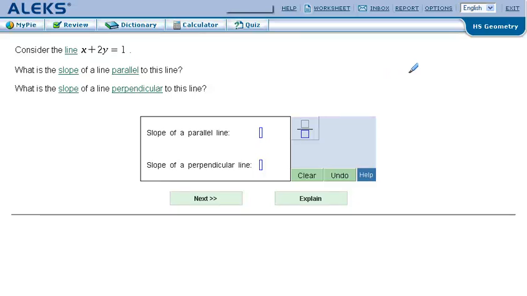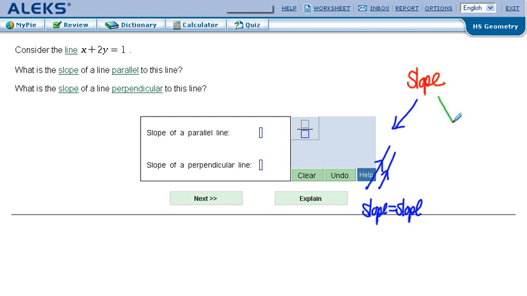When we're dealing with slope, there's two very important rules regarding parallel and perpendicular lines. First off, parallel lines have the same tilt, therefore they have the same slope. So in parallel lines, slope equals slope.